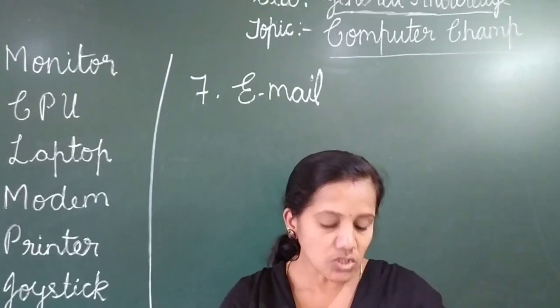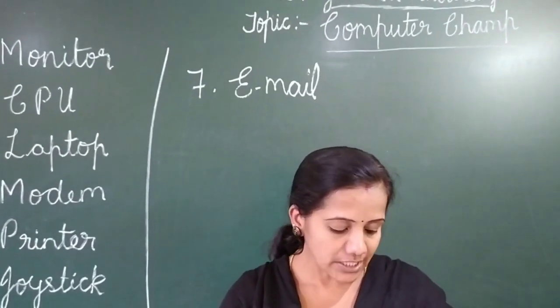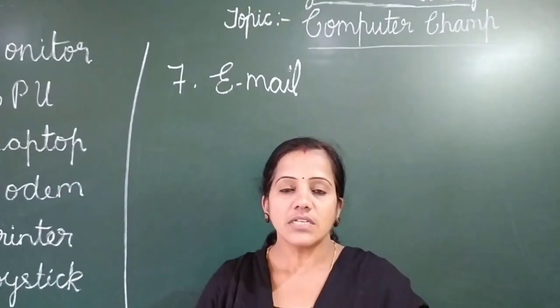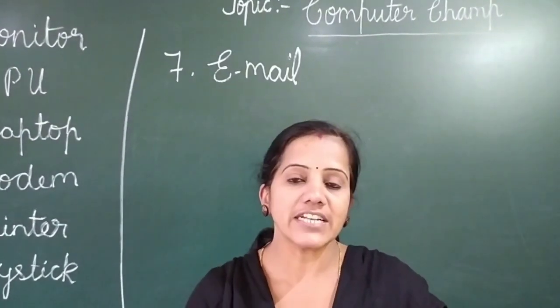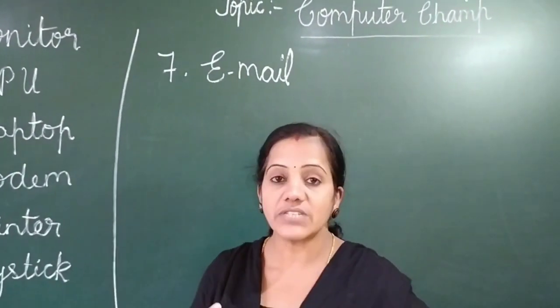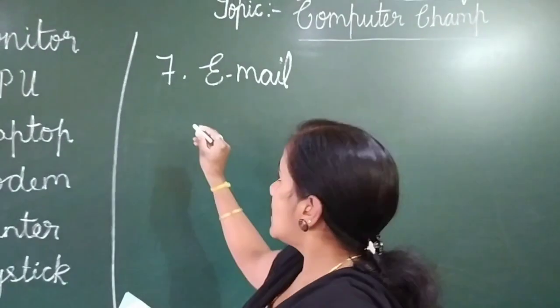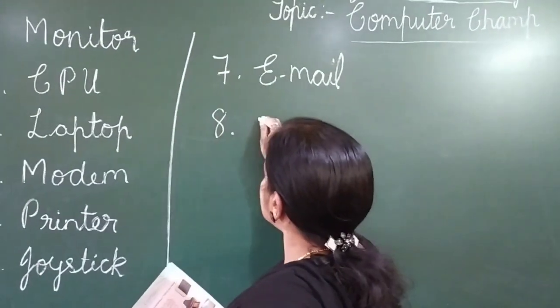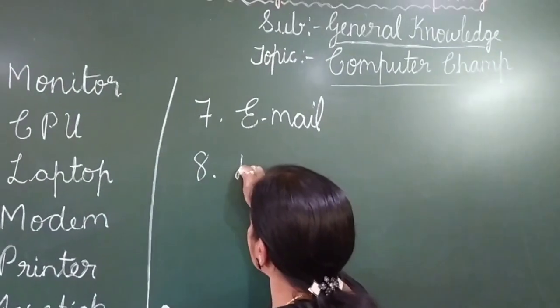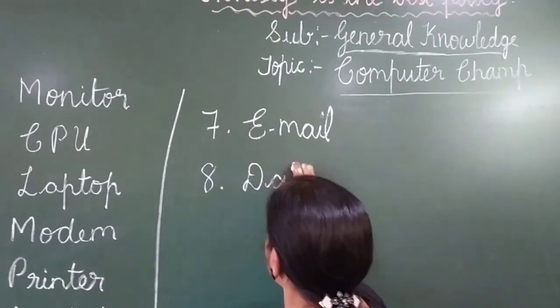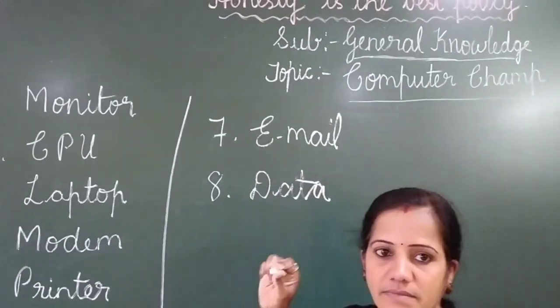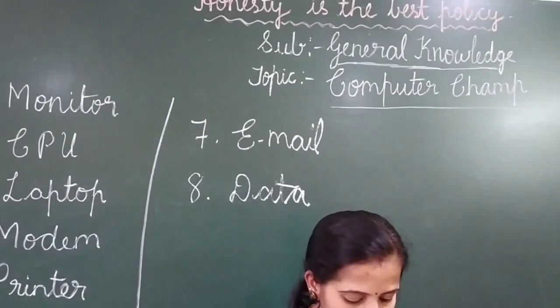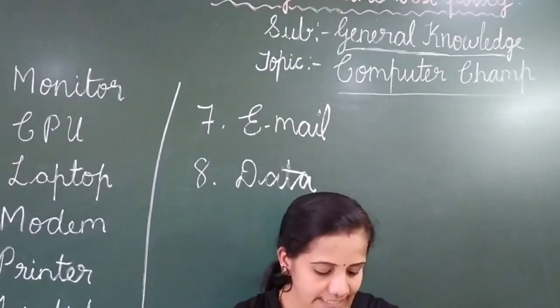A collection of facts from which conclusions may be drawn. So what is this? A collection of facts means it is data. Okay, we call it as data. The eighth answer is data. Okay. Data. Okay, children. Next, ninth one.